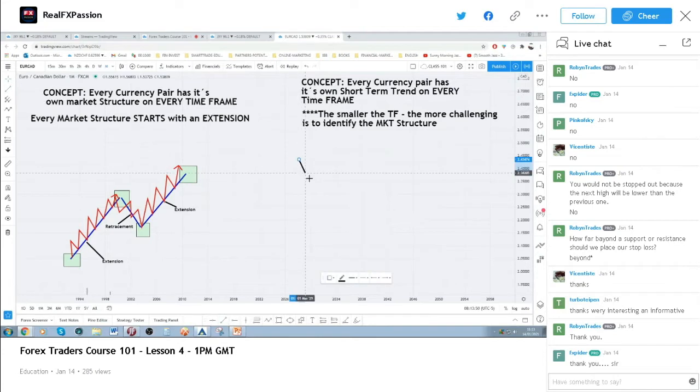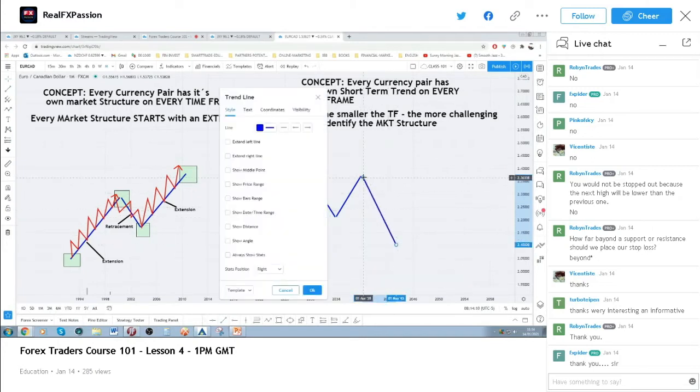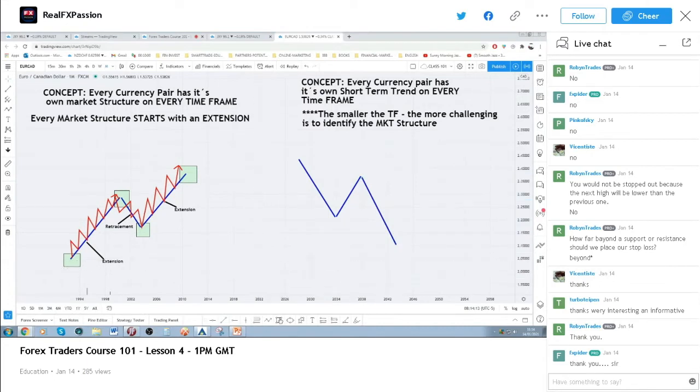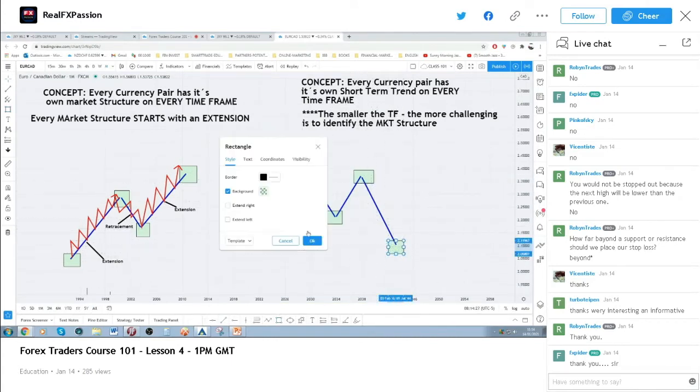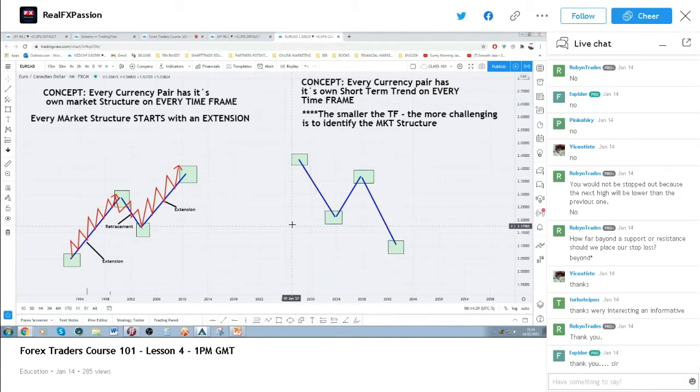Now, in a down structure, it's going to be the same. We're going to have that first down leg, which is the extension. Then the market is going to push up, up, up, up, right? This is going to be a down retracement. And lastly, the market is going to push down one more time. And this is a down structure. We have a structural high, we have a structural low, we have a structural high, something like this, and we have a structural low.